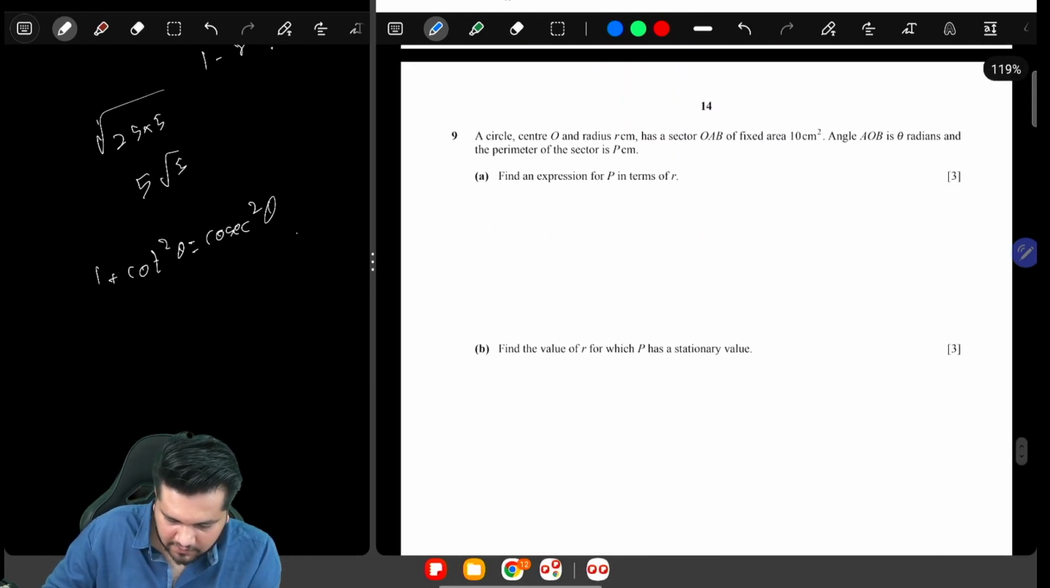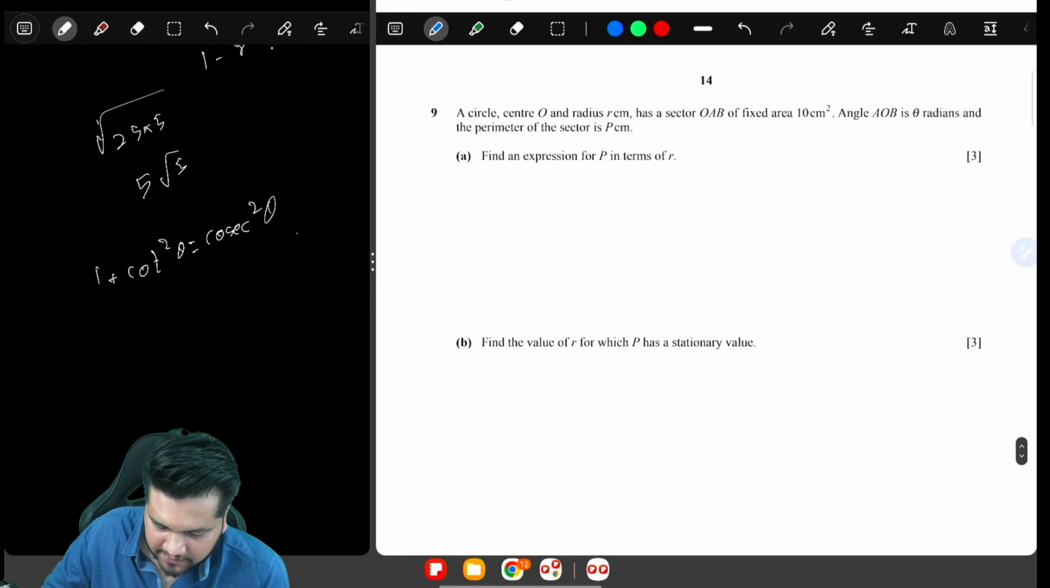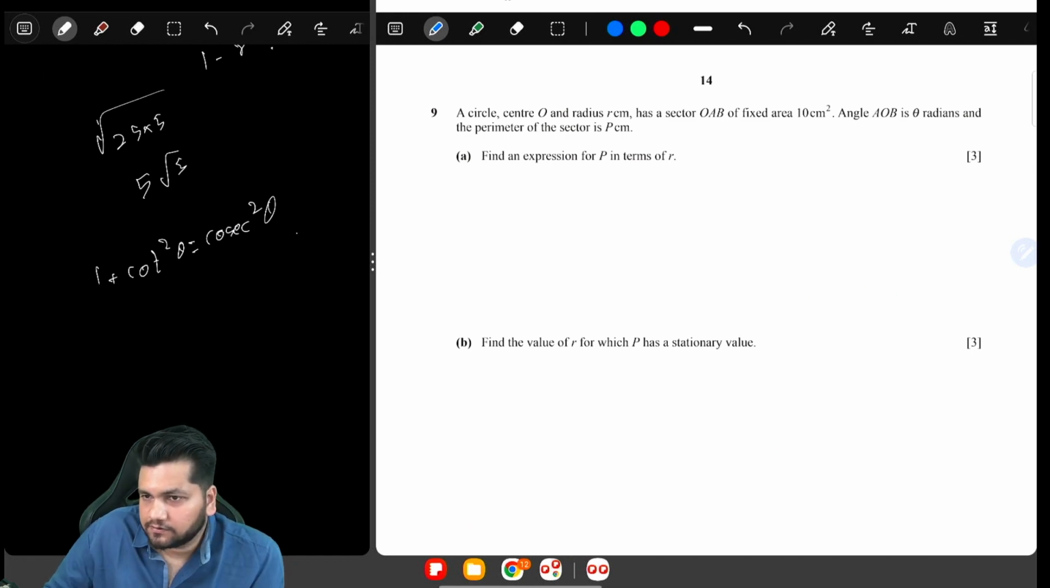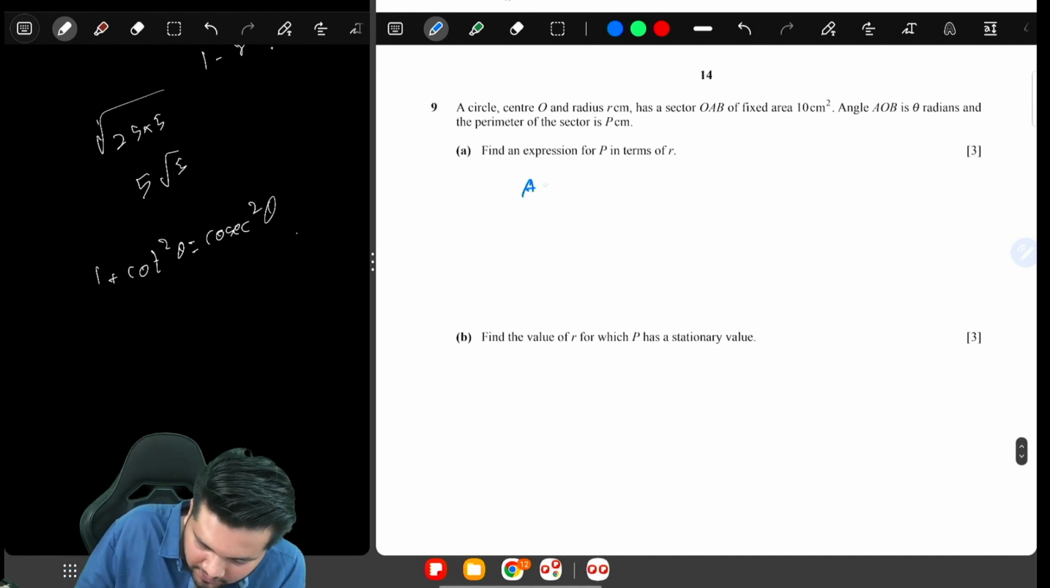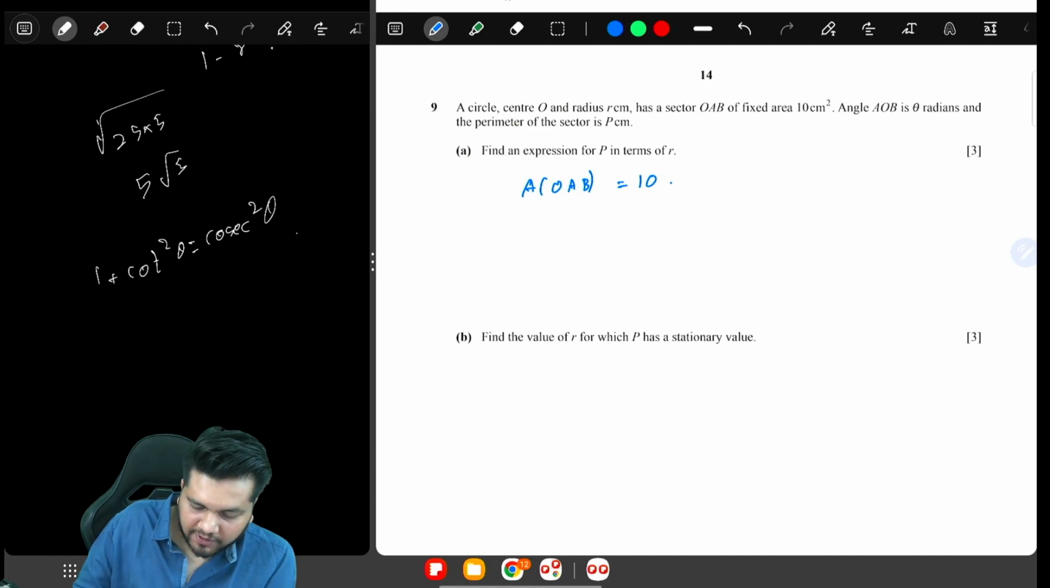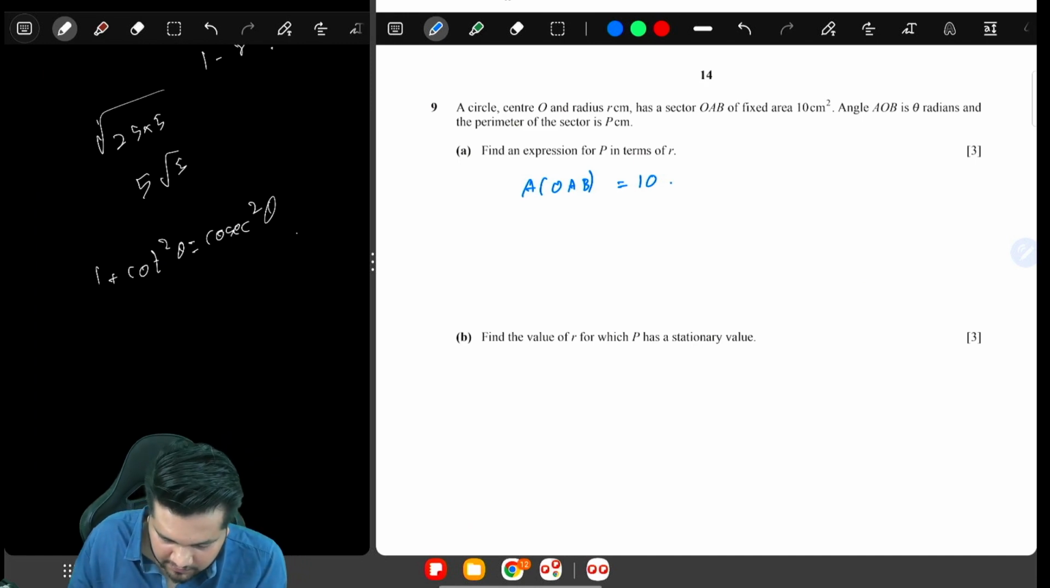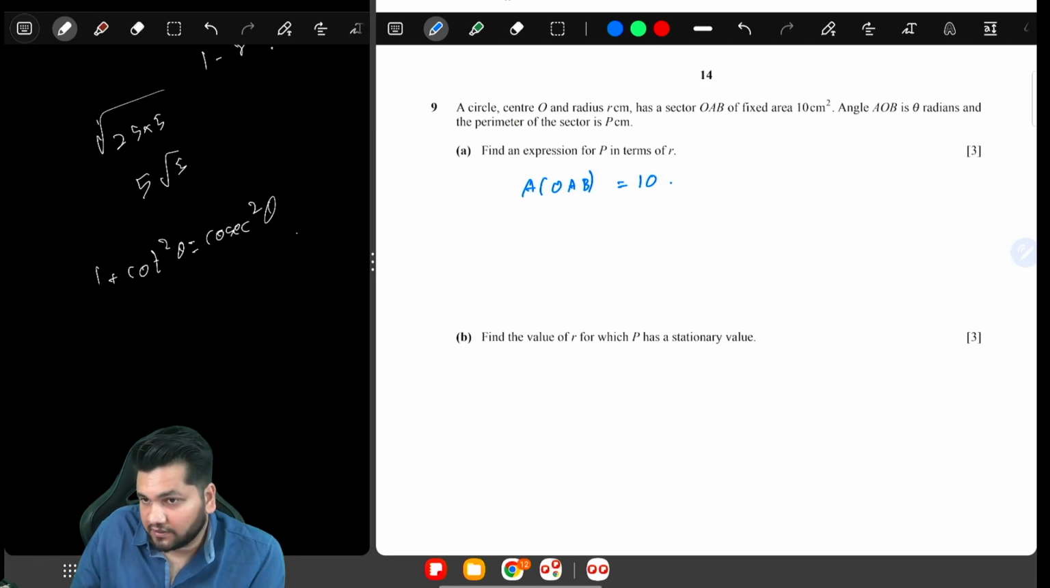After this, question 9. A circle center O and radius r centimeter has a sector OAB of fixed area 10 centimeter square. Angle AOB is theta radians and the perimeter of the sector is P. Find an expression for P in terms of r. You see, sector OAB of fixed area. Now see, area of sector they have given. So area of OAB is 10. Angle theta and the perimeter of the sector is P. Find an expression for P in terms of r.